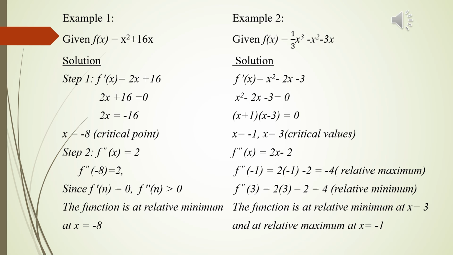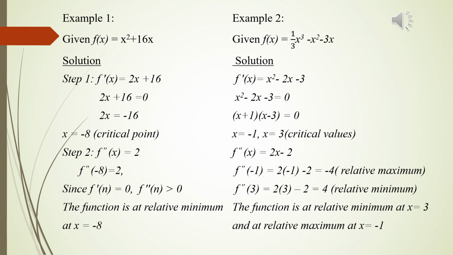3. So step 2, take the second derivative, f double prime of x equals what? 2x minus 2. Then evaluate this second derivative at each critical value. F double prime evaluated at minus 1. You just need to substitute that value of x in the second derivative. That is f double prime evaluated at minus 1 equals 2 open bracket minus 1 close bracket minus 2, which is equal to what? Minus 4. We can see this is negative, so we can say it is a relative maximum.